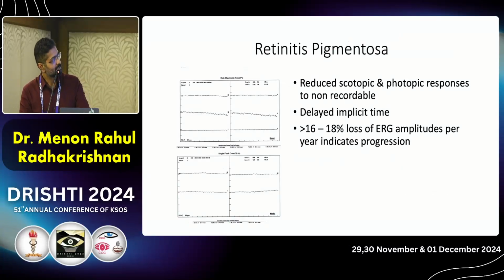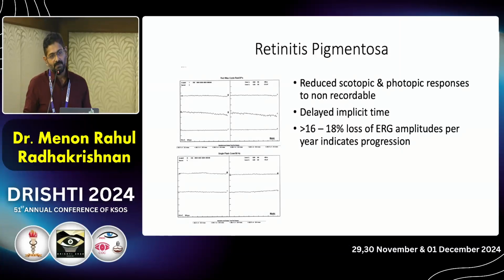Now, this is an example of an ERG of a retinitis pigmentosa, RP. Just to simplify it, if you look at a normal ERG, you will see multiple troughs and peak amplitudes. In RP, you will have flat lines for both rods and cones, and the implicit time will be delayed.